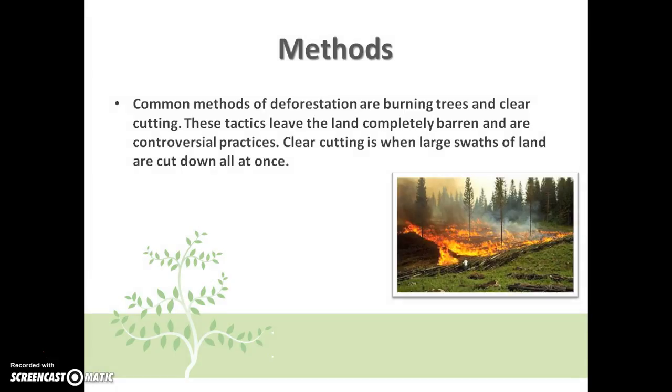So, methods. Common methods of deforestation are burning trees and clear cutting. These tactics leave the land completely barren and are controversial practices. Clear cutting is when large swaths of land are cut down all at once.